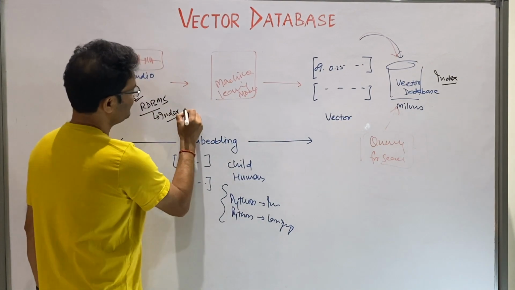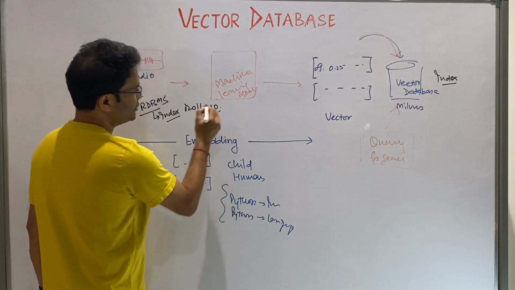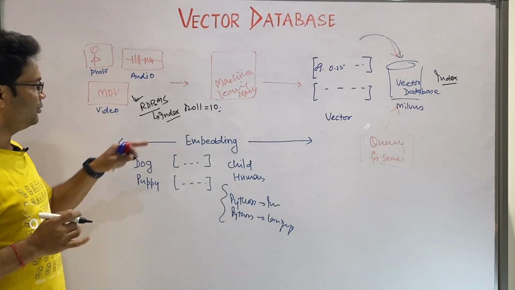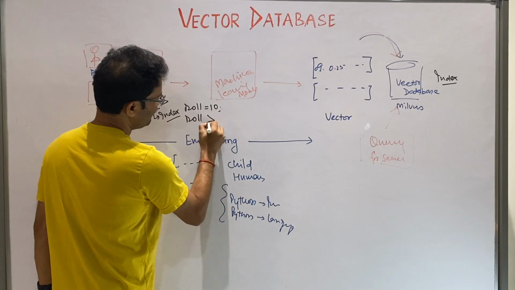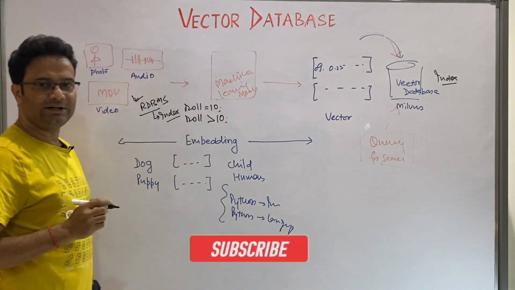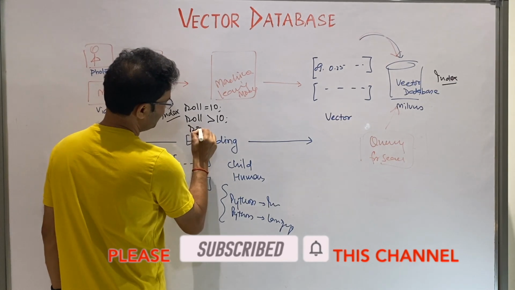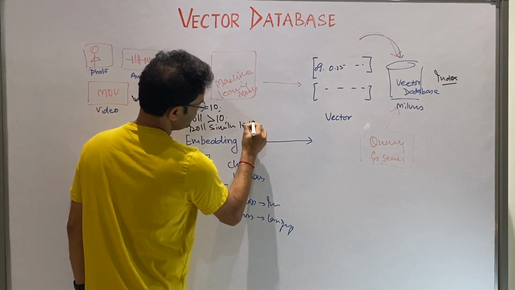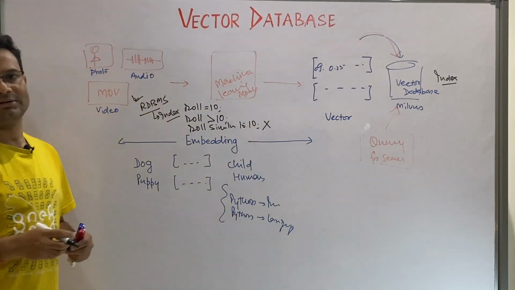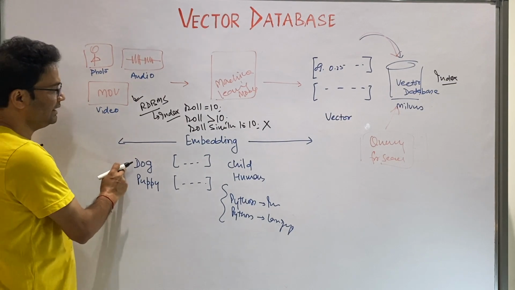But one more difference is there between an RDBMS and a vector database. In an RDBMS, if you give row number equal to 10, it will fetch all the data where the row number is equal to 10. If you give row number greater than 10, it will fetch all the data greater than 10. But can an RDBMS say row number similar to 10? No, it can't. But this use case is perfectly fine for any image.